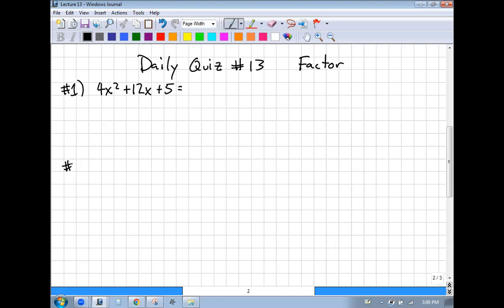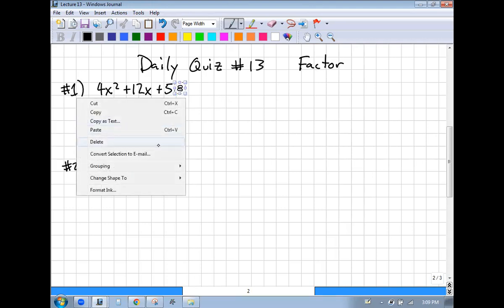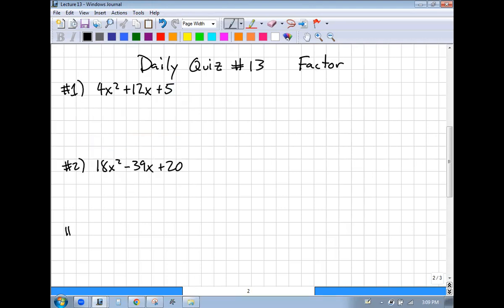I want you to be able to factor 18x squared minus 39x plus 20. And I'll give you a third one too: 6x squared minus 19x minus 7.